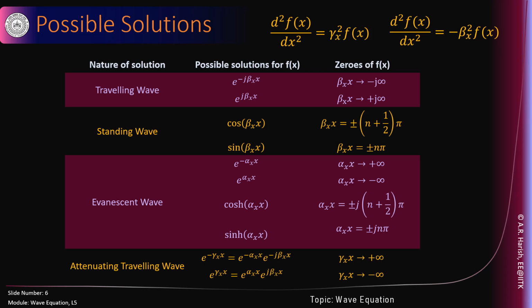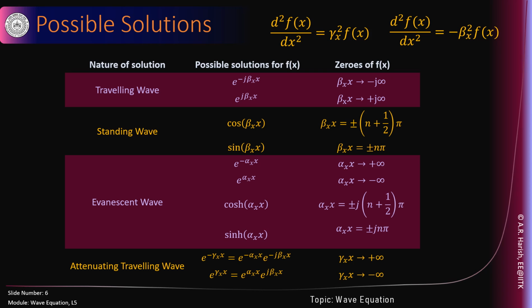Similarly, e to the power of alpha x goes to 0 when alpha x goes towards minus infinity. That means if you are going towards the minus x direction and you want to have a wave which decays, then you choose this particular functional form e to the power of alpha x. Similarly, you can also have cosine hyperbolic and sine hyperbolic functions, which are also evanescent waves.